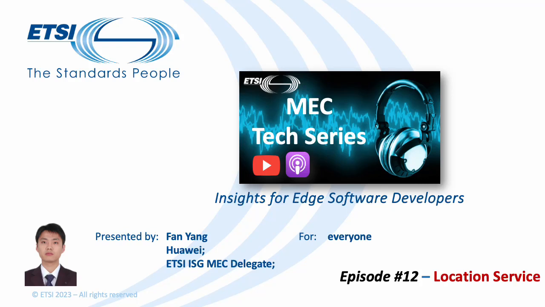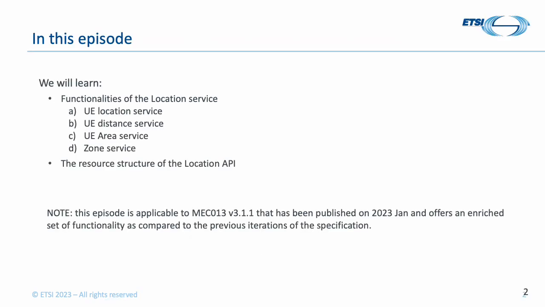In this episode, number 12 of the MEC Tech series, I'm very happy to introduce the location service and API for you. We will learn the functionalities of the location service, which consists of four categories: UE location service, UE distance service, UE area service, and zone service. The resource structure of the location API is also introduced in this material.